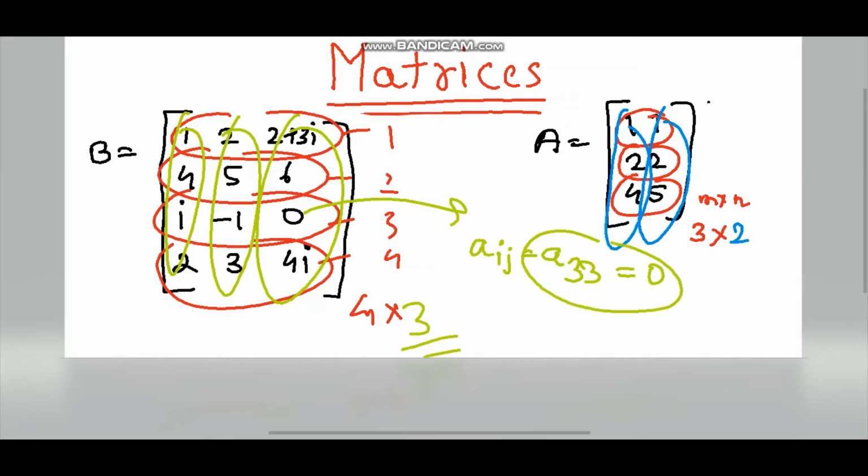Now this is, I think, what matrices are and how they work, and this should be clear to you all. So in the next lecture we will see types of matrices and its properties.